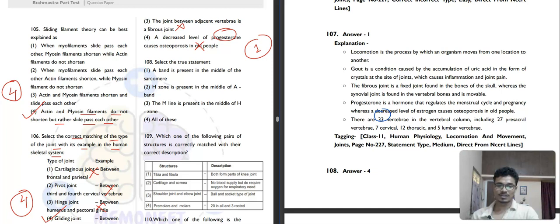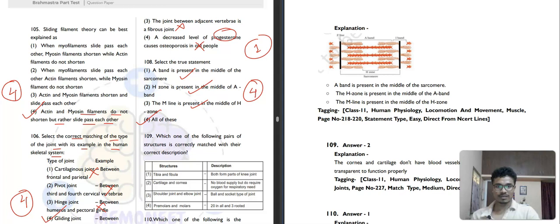Then select the true statement. A band is present in the middle of the sarcomere. Correct. H zone is present in middle of A band. Correct. The M line is present in the middle of H zone. Correct. So all of these are correct. So fourth option will be our correct answer. You can see this. This is the A band. This is the H zone. This is the I band. Okay. Sarcomere. This is all part. So fourth option is our correct answer.